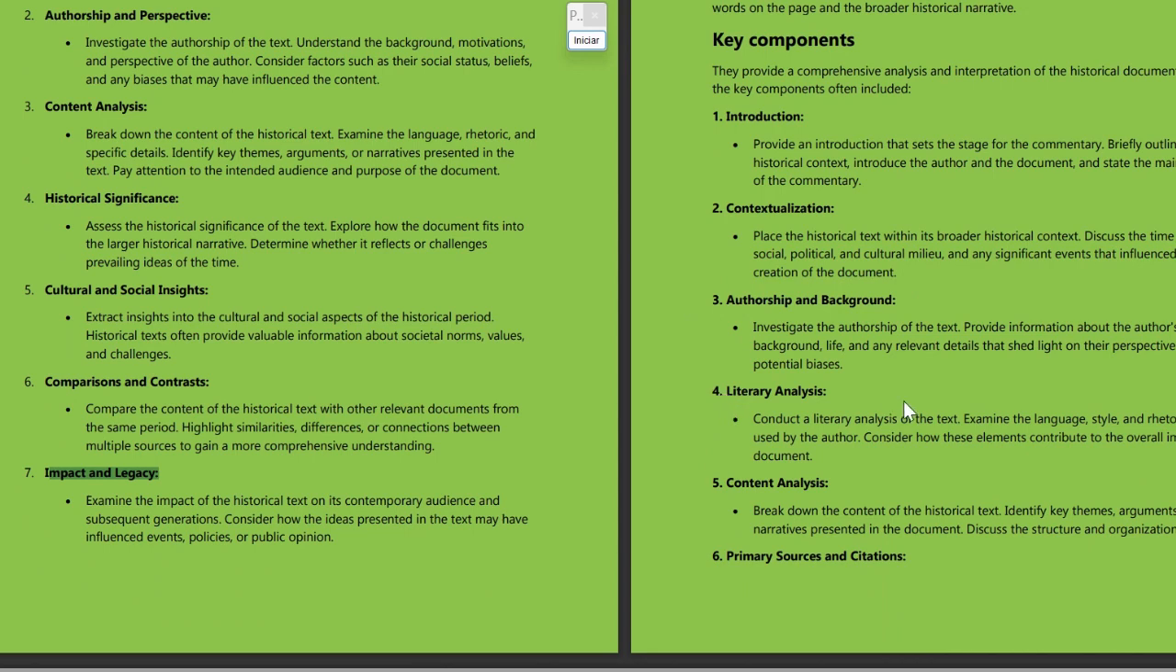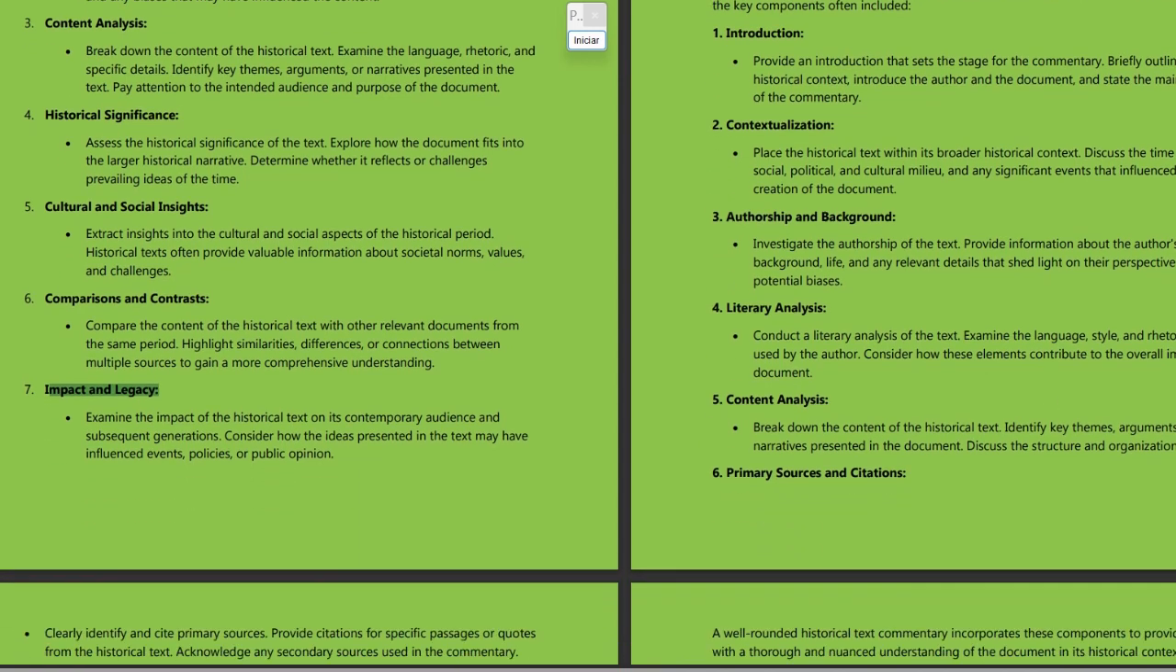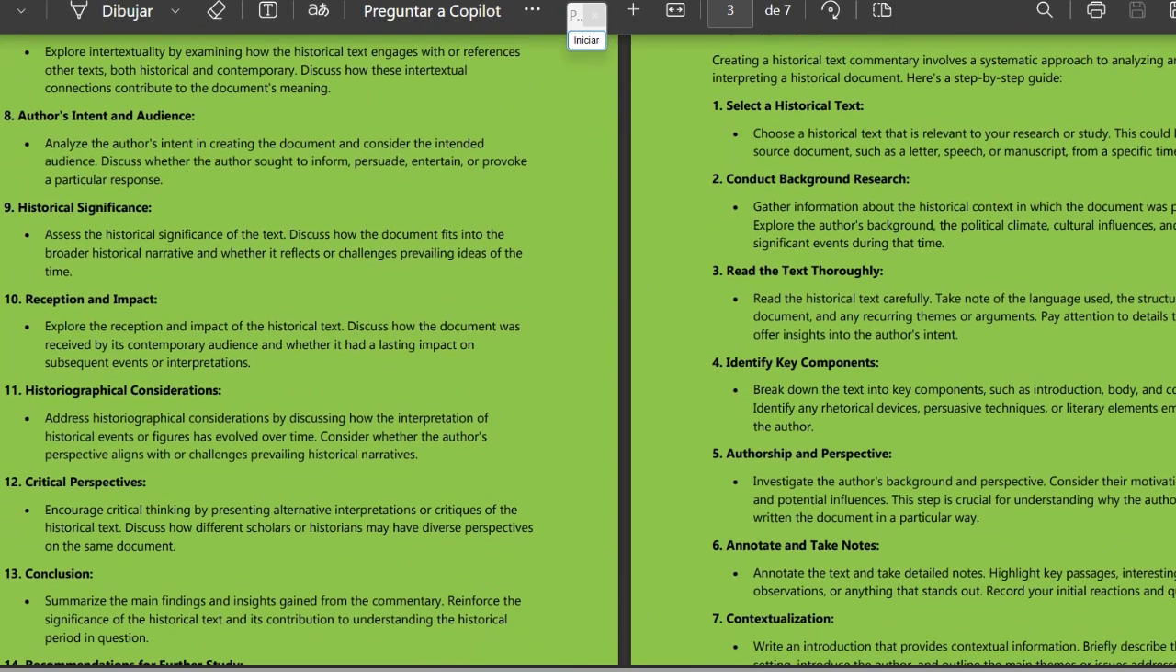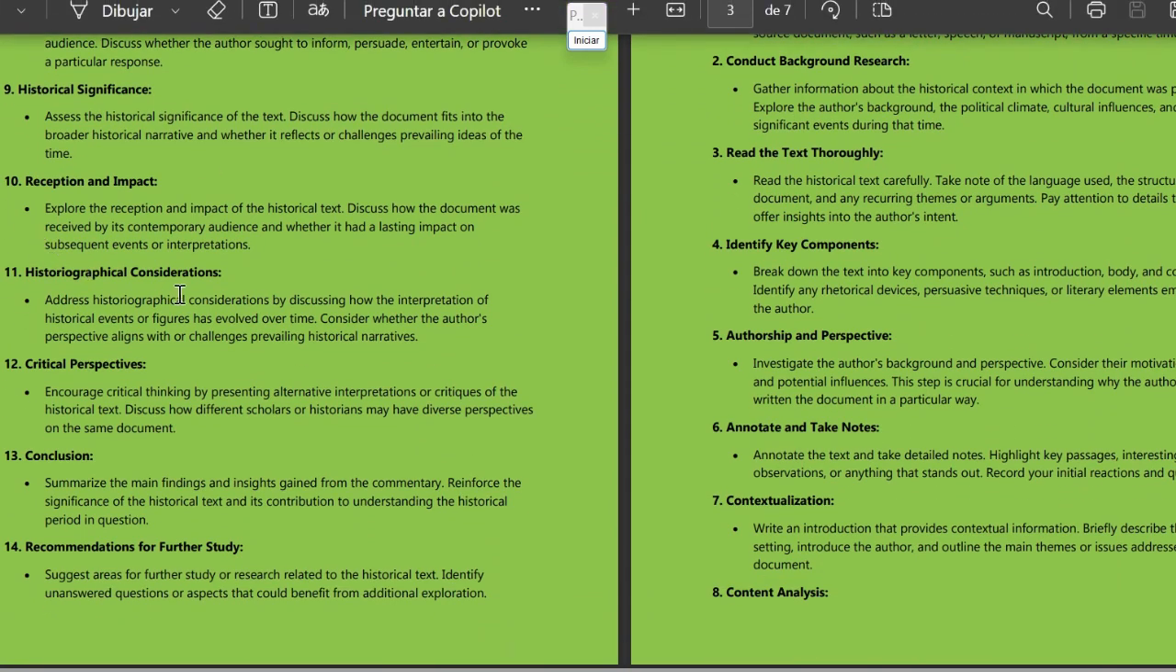Four, literary analysis, content analysis, primary source and citation, intertextuality, author and audience, historical significance, reception and impact, historiographical consideration, critical perspective, conclusion. This is the final step. And don't forget some recommendations for further studies.